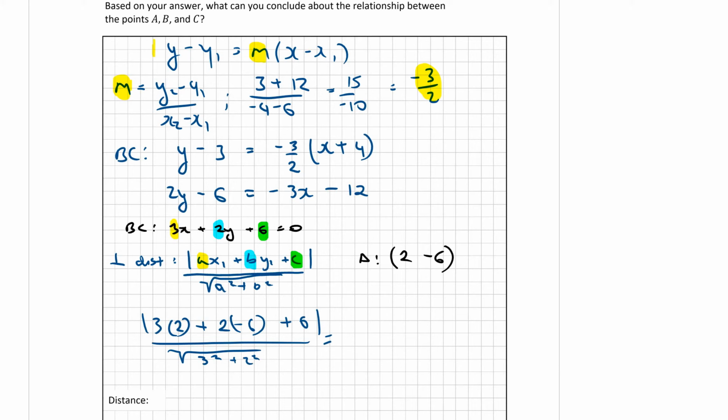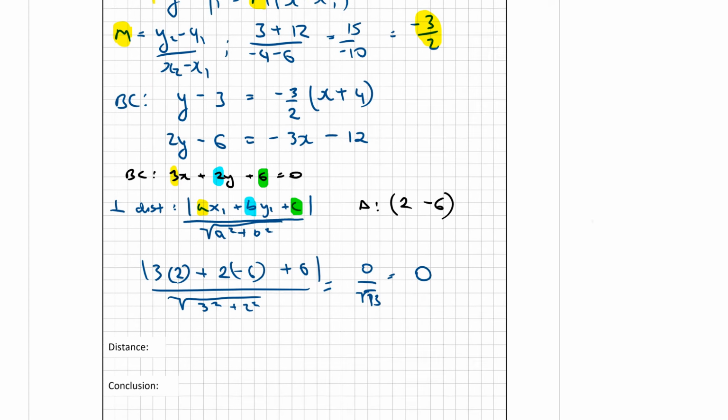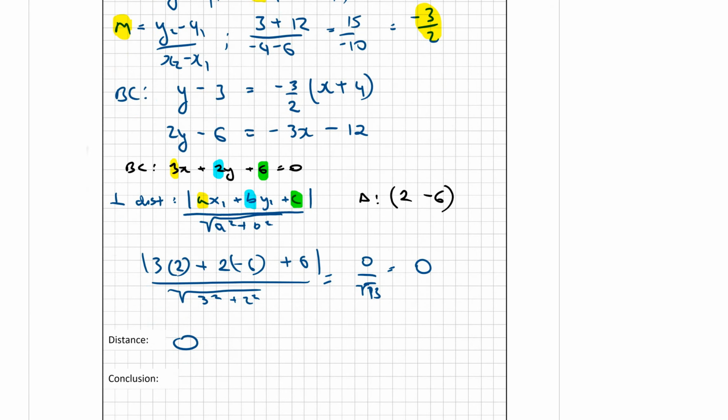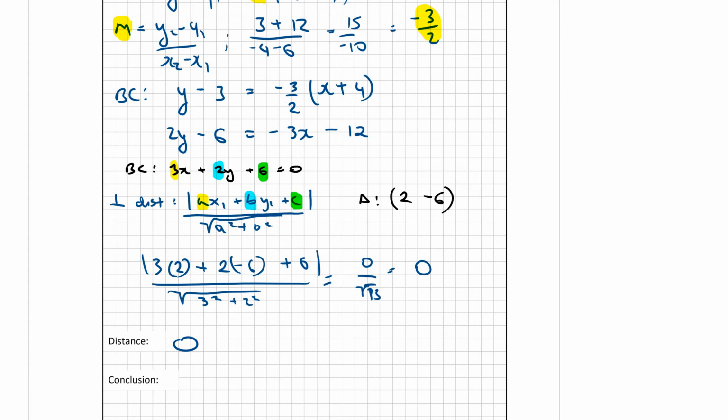which is 3 times 2 is 6, minus 12, which is minus 6 plus 6, so that's 0, over root 13. That doesn't really matter because 0 over anything is just 0. So the distance between A and the line BC is 0. That just means there is no distance, so A must be on the line BC. So the conclusion, A, B, C are collinear.